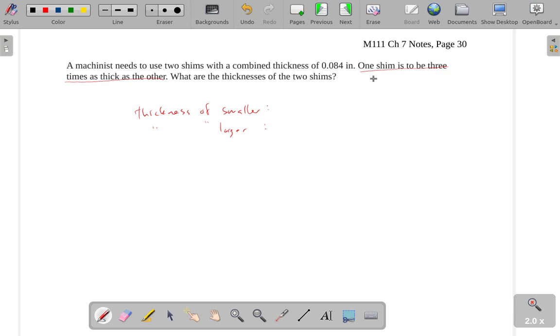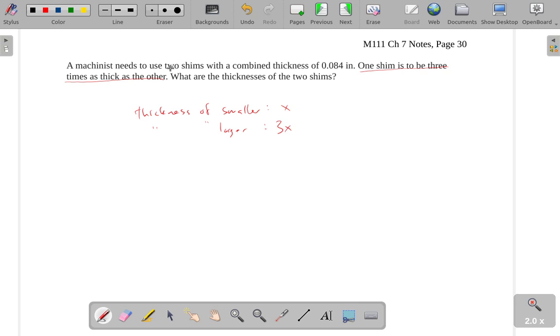So what I would want to do is say, okay, if I call one of them x, is it possible to refer to the other one using that number? Well, I know that this larger shim should be 3 times the thickness of the other. The larger one should be 3 times the thickness of the smaller. So if I refer to the thickness of the smaller shim as x, I could then refer to the thickness of the larger shim as 3x. That guarantees that whatever number this is going to be, the other is 3 times that number.